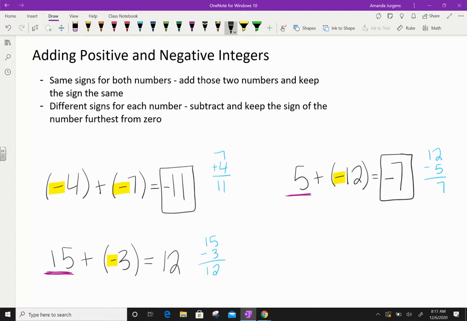And again, since my signs are different, I have to think about which of these numbers is furthest from 0, 15 or -3. And 15 is going to be further from 0 in this example. 15 is going to take me longer to walk to than 3 is going to take me to walk to. So since 15 is positive, my answer is going to stay a positive 12.